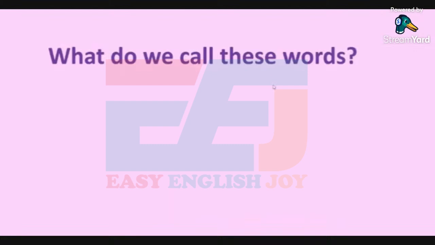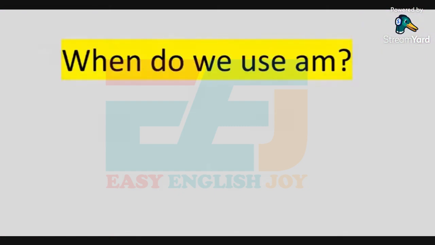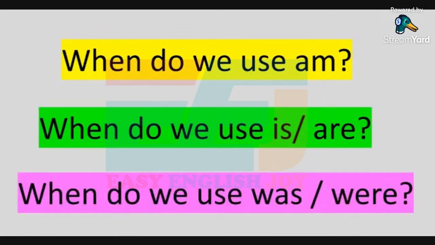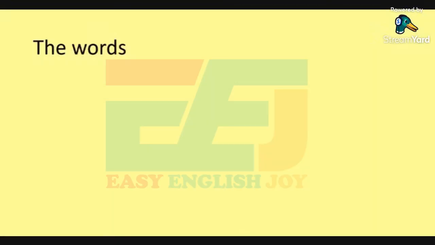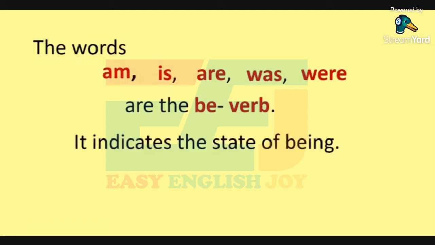What do we call these words? Am, is, are, was, and were. When do we use am? When do we use is and are? When do we use you? When do we use was and were? The words am, is, are, was, were are the be verb. It indicates the state of being.